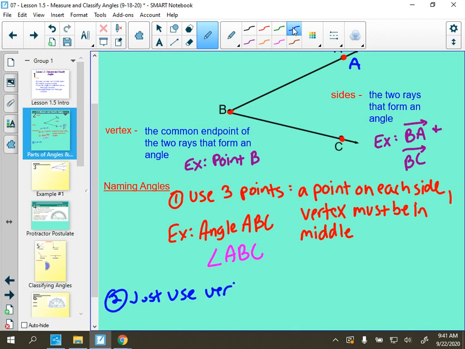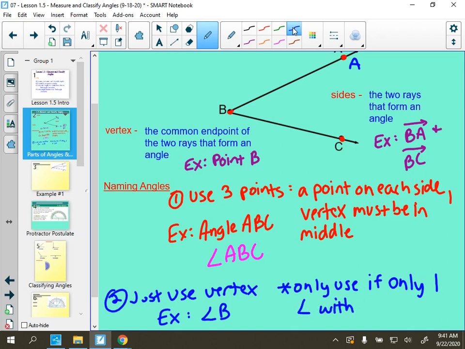And you're saying, well, why would I ever use the 3-letter one when I could just call this angle B, using the same abbreviation? Why would I ever call this angle ABC? This one's kind of got a caveat. We can only use it if there's only one angle with that vertex. So for us, it is applicable.